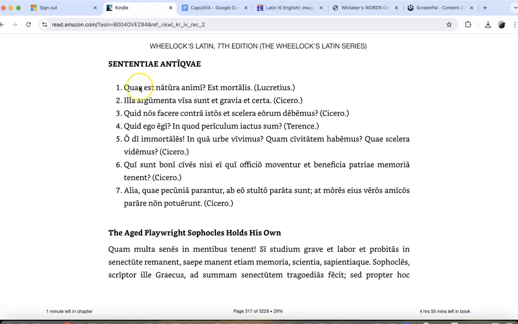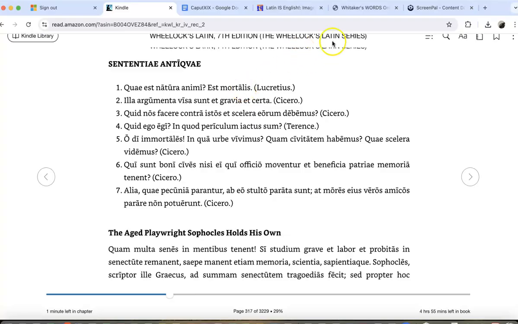And we have quae. So since there's a question here, we're going to say what. And the reason we're using the feminine form is natura is a feminine noun. So we need to be able to recognize the gender of the noun that it's describing. And this is from the 1st century BC Roman writer Lucretius, most famous for his long philosophical poem on the nature of things. What is the nature of the mind?